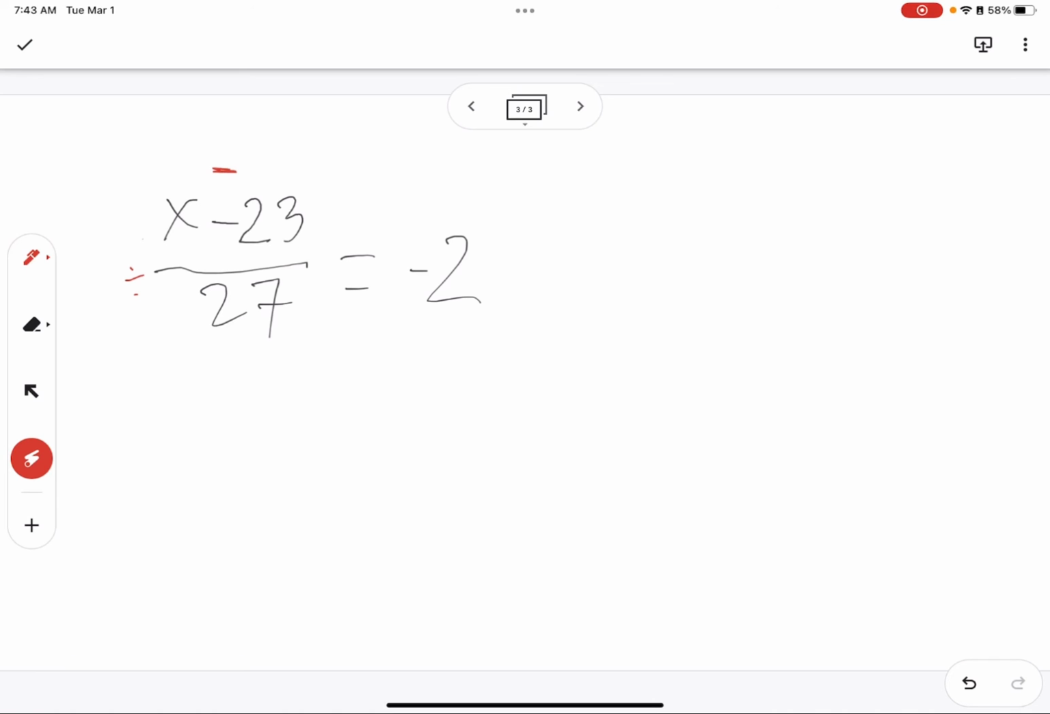So the inverse operation of division is multiplication. So I'm going to go ahead and multiply both sides by 27. Okay? So this makes it so that these become 1. And the 1 is invisible when here. And so then we've got -2 multiplied by 27. So that becomes -54.